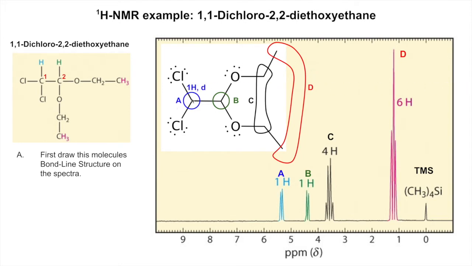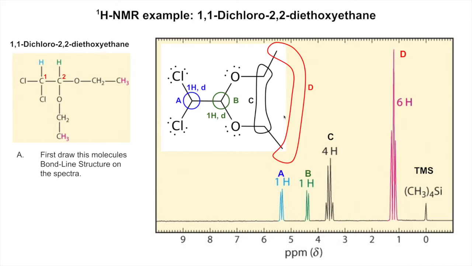So this signal A only sees this one neighbor. These other neighbors are too far away. So if it sees one neighbor, n+1 rule, it's a doublet. B will see the neighbor on A, but will it see the neighbor on C? Let's see, we have to go through, imagine hydrogen here. 1, 2, 3, 4 bonds away, too far. They're all single bonds, long single bonds. So that's a 1 hydrogen doublet. And you can see that on the spectra as well.